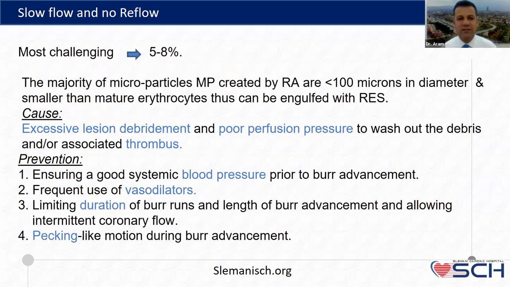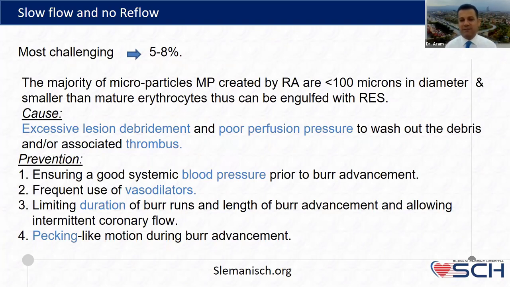The most challenging one is slow flow and no-reflow. I am sure that all the audience here in this meeting are doing primary PCI on a daily or weekly basis, and we are facing cases of slow flow and no-reflow, especially in dealing with the right coronary artery. This is the most challenging one. The incidence may reach up to 8% of the cases. So imagine that if you are doing 12 cases of rotational atherectomy, according to the literature, you have got one case, which means that one per 15 or 20 cases you will get this problem.